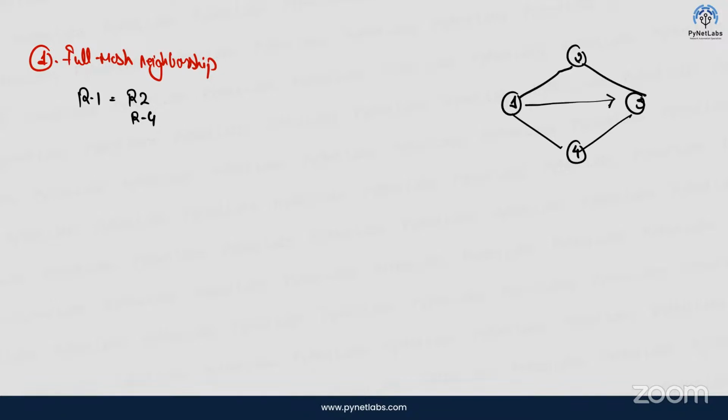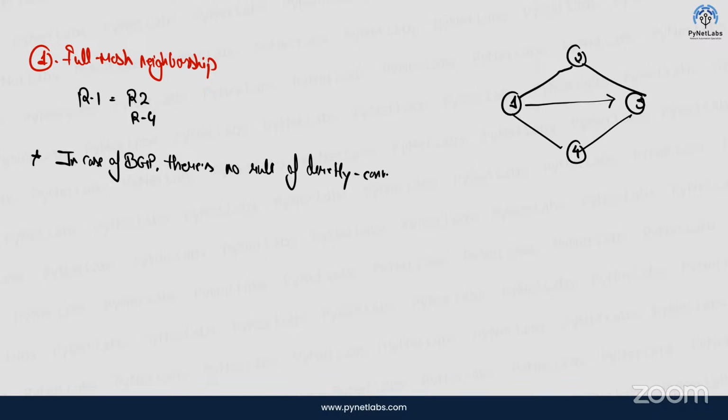And in case of BGP, there is as such no rule that your neighbors need to be directly connected. So I'll write this point. In case of BGP, there is no rule of directly connected neighbors. So you can manually configure the neighborship. That's the advantage you are getting in here.